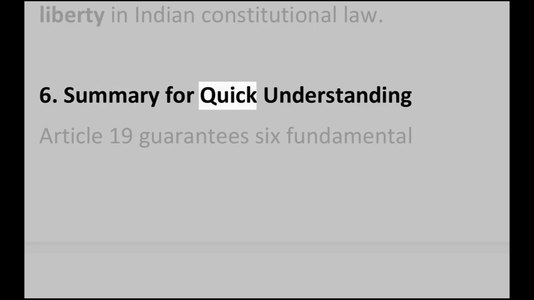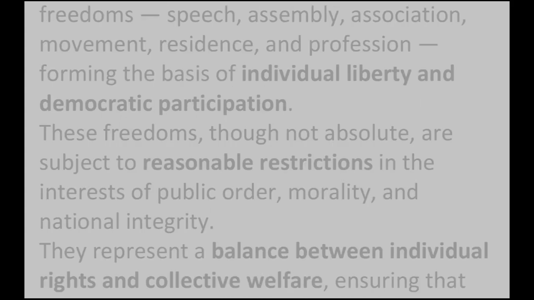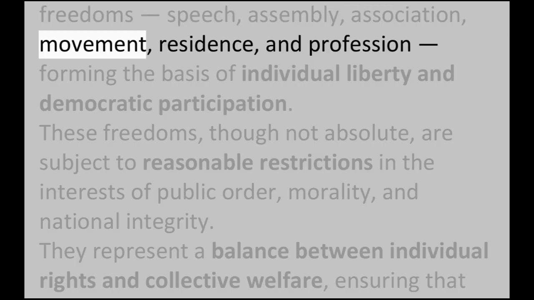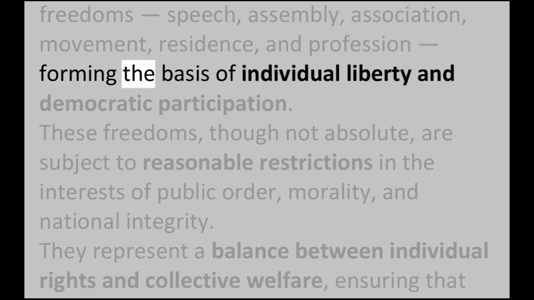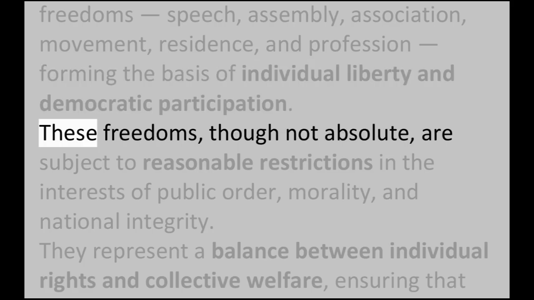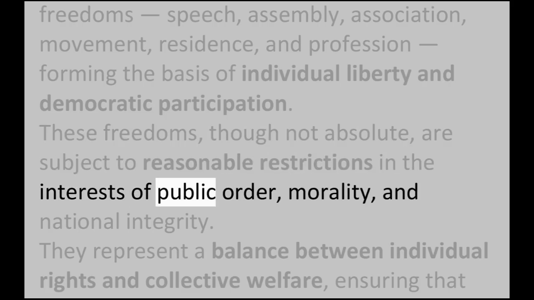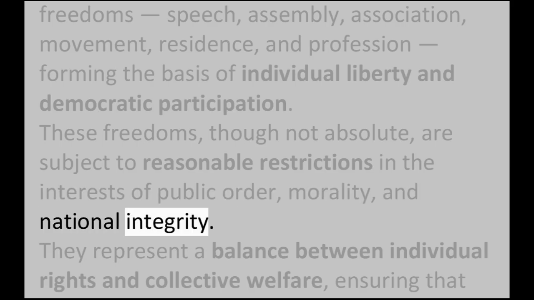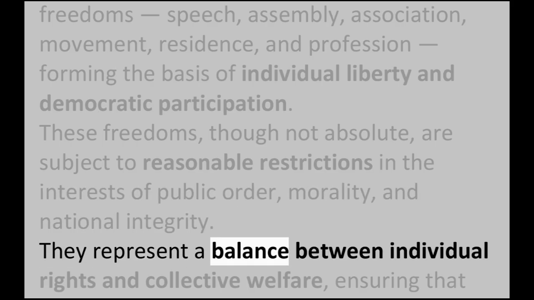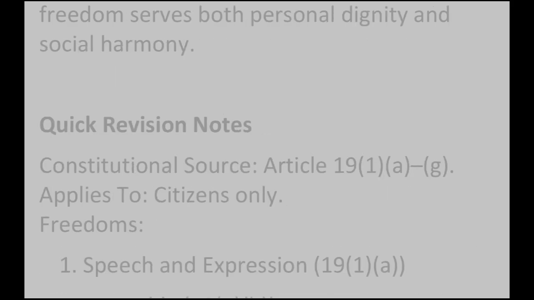6. Summary for quick understanding. Article 19 guarantees 6 fundamental freedoms: speech, assembly, association, movement, residence, and profession, forming the basis of individual liberty and democratic participation. These freedoms, though not absolute, are subject to reasonable restrictions in the interests of public order, morality, and national integrity. They represent a balance between individual rights and collective welfare, ensuring that freedom serves both personal dignity and social harmony.